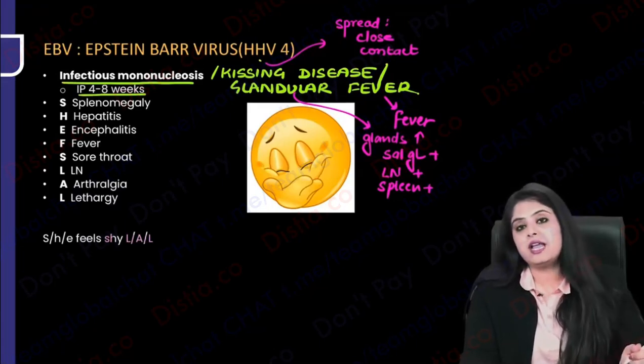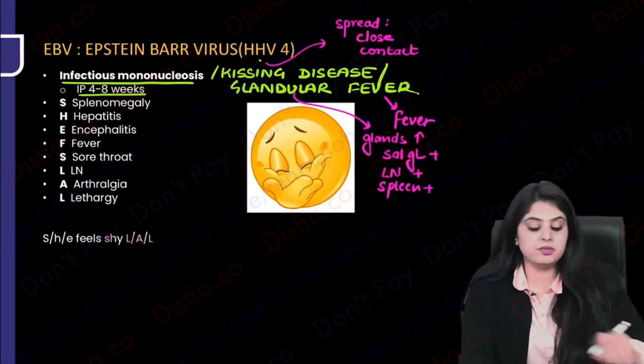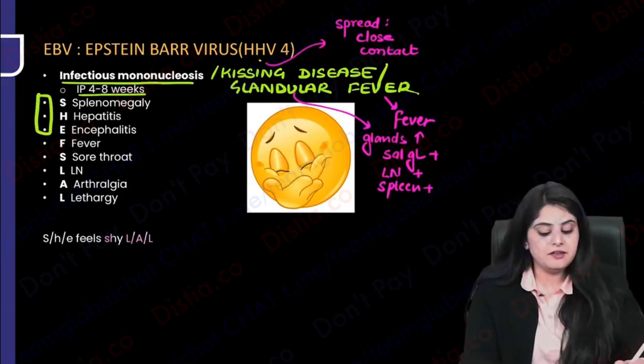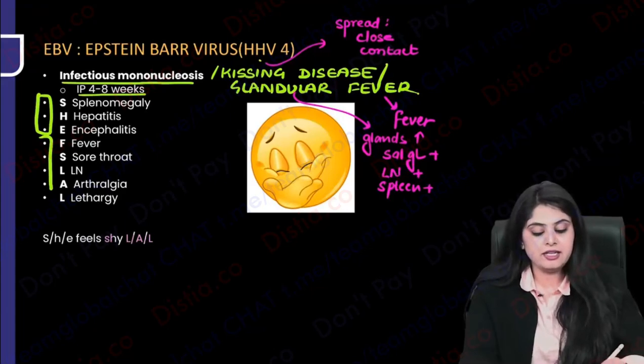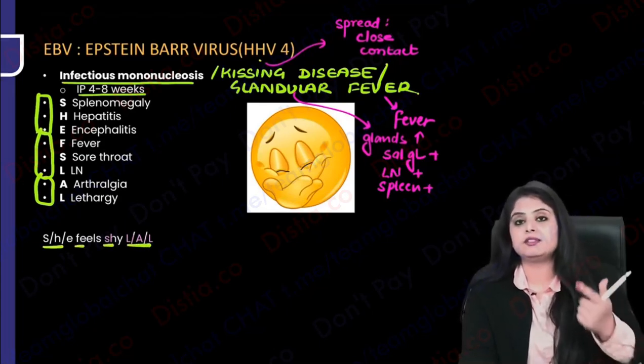There is going to be arthralgia and lethargy, if you can learn. The least importance. I've put it in an order of importance also. So splenomegaly, hepatitis, encephalitis, fever, sore throat, lymph node, and then you have arthralgia and the lethargy. So she is feeling shy and lal, lymph node arthralgia, lethargy.